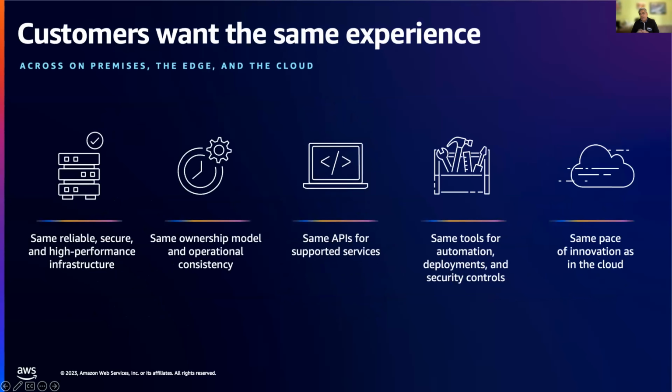Apart from that, the first and foremost ask from customers is that they want the same experience no matter where they are. They want the same reliable, secure, and high performance infrastructure that they get from the cloud. They want that same operational consistency, the same access model, and so on. They want a consistent set of APIs for all the services that they access.